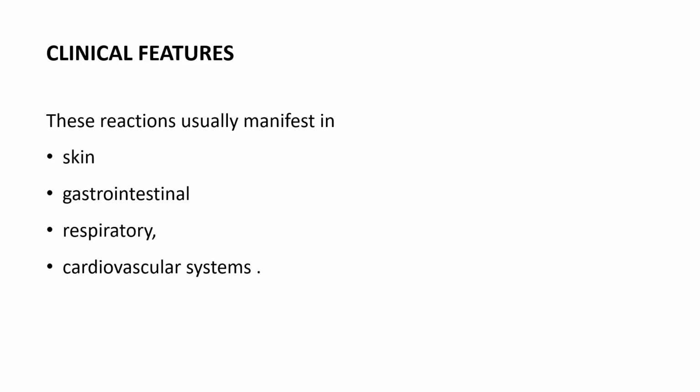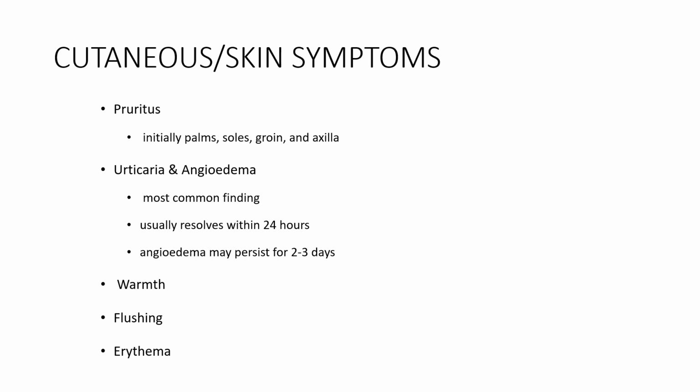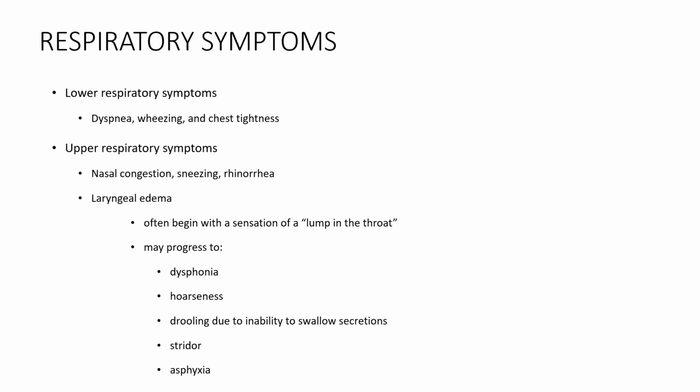Clinical features are mainly due to the inflammatory mediators, which usually manifest in four main systems: skin, gastrointestinal, respiratory, and cardiovascular. In the skin, due to H1 receptors and release of histamine, we normally experience pruritus, urticaria, and angioedema. Angioedema usually resolves within 24 hours. There may also be warmth, flushing, and erythema.